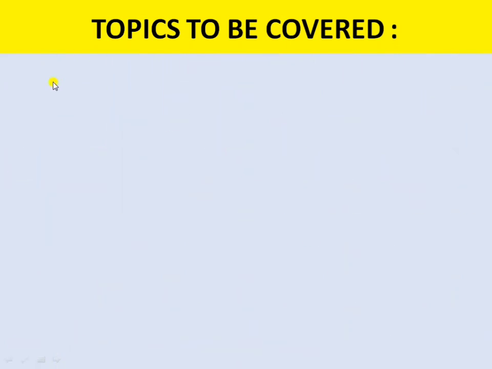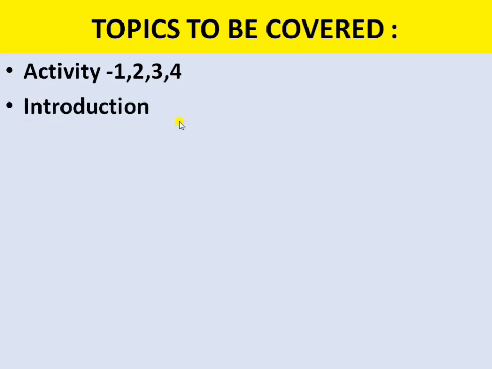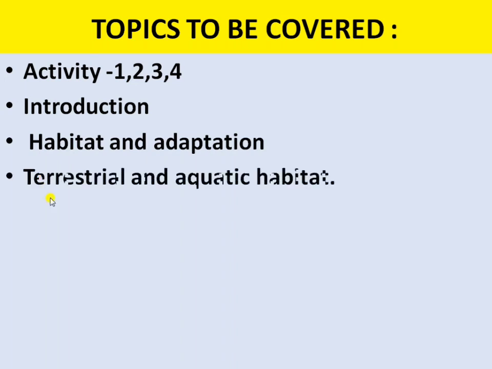The first topic that we are going to cover is activity 1, activity 2, activity 3 and activity 4. The next topic is the introduction part of this chapter about organisms, habitat and their adaptation. Next is habitat and adaptation. Next topic is terrestrial and aquatic habitat. What do you understand by terrestrial and aquatic habitat?